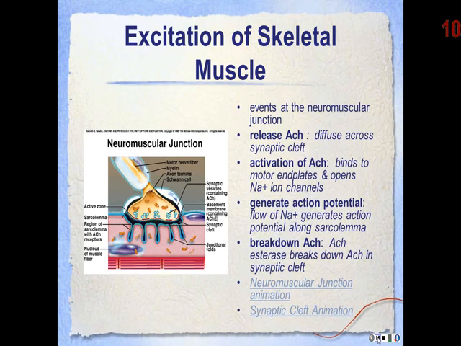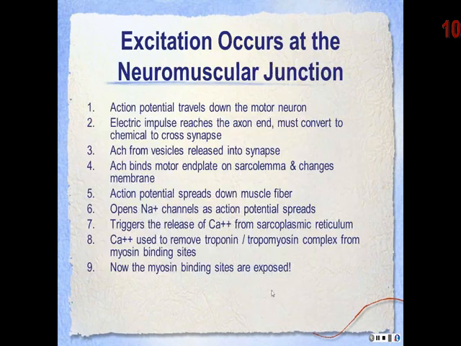The electrical impulse is not able to cross the gap at the synaptic cleft, so it must convert to a chemical signal and uses acetylcholine, which is abbreviated as ACH, to diffuse across the space of the cleft. When acetylcholine binds the motor end plate, we have activation. With activation, we have the sodium ion channels open. The flow of the sodium ions across the sarcolemma generates the action potential, which will spread along the sarcolemma.